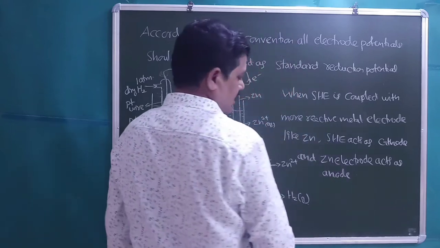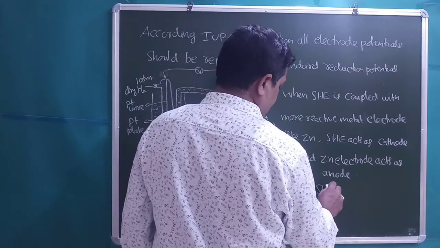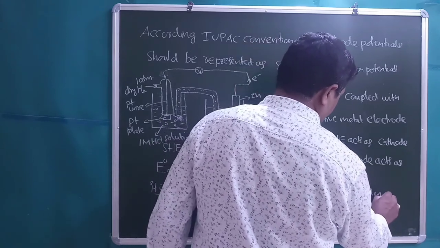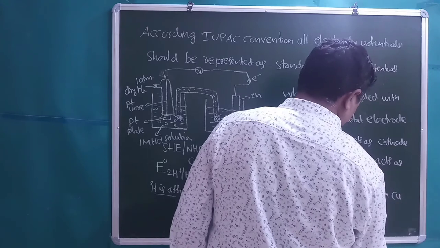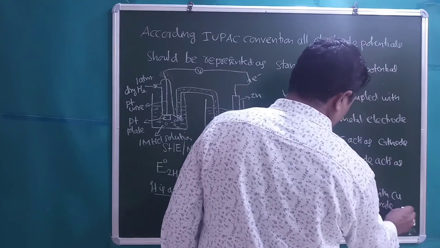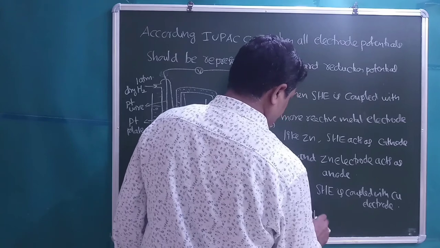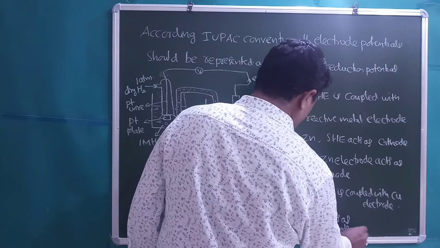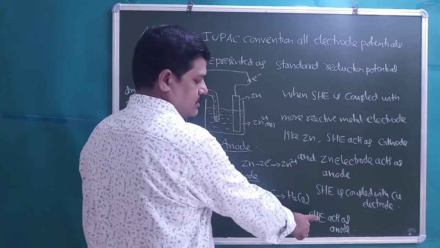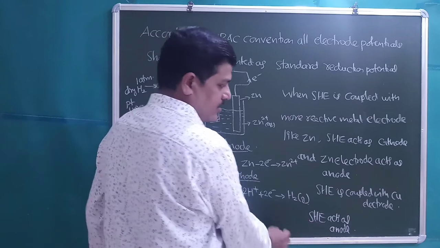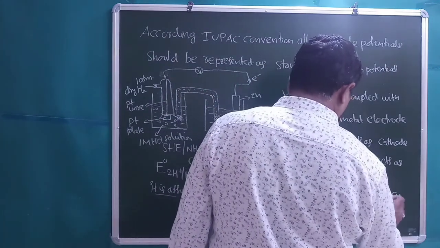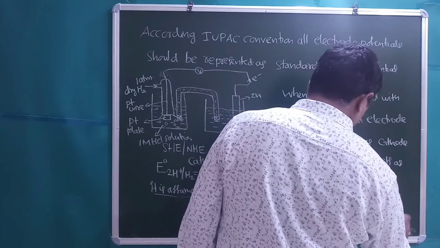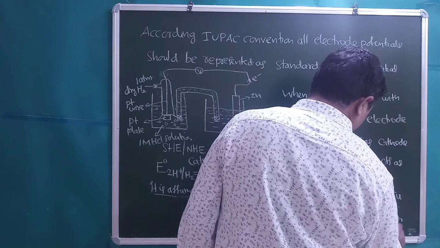But students, when SHE is coupled with a copper electrode, a less reactive metal electrode, then SHE acts as the anode. Then the reverse of this reaction takes place in the standard hydrogen electrode. In the case of copper, reduction will occur, so it will act like a cathode.